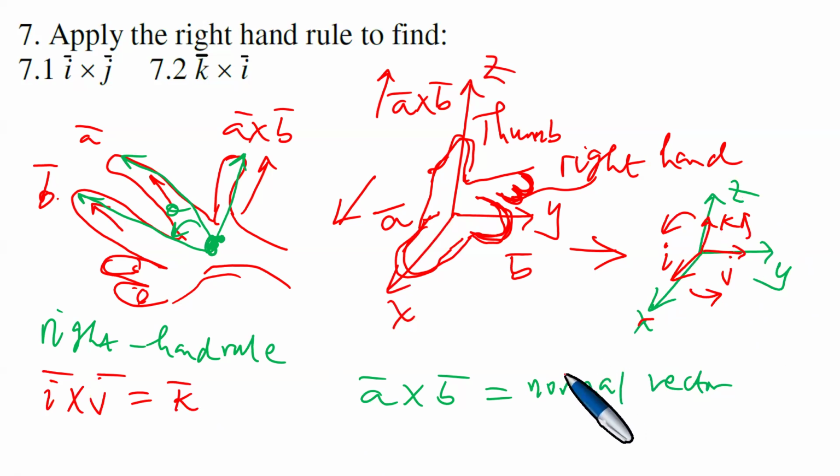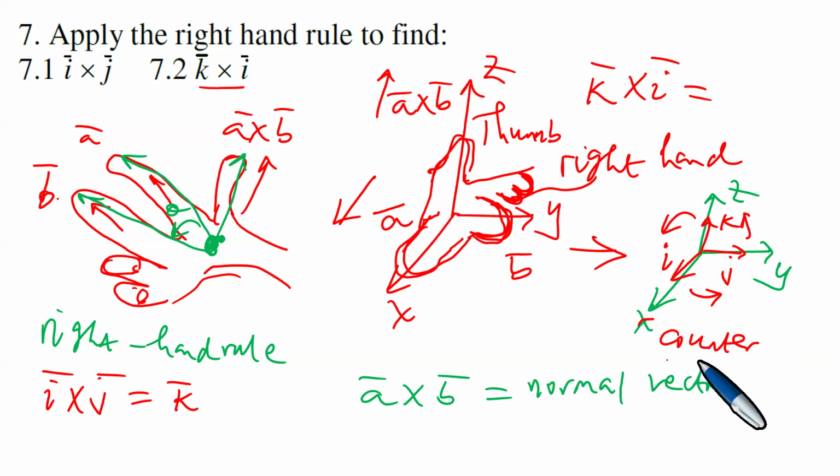Much better illustration there. So now if you say i cross j, it gives k. And then j cross k would give a different one. If you then say k cross i, what would that give? Note that this is counterclockwise. So k cross i produces exactly the vector j there. Something that you take note of.